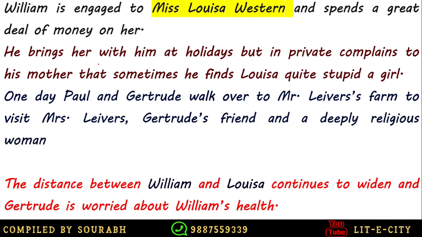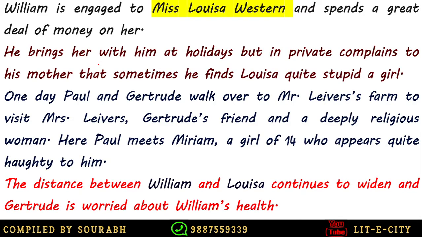William in London is engaged to Miss Louisa Weston and spends a great deal of money on her. In fact, he brings her with him on holidays. But at the same time, we come to know that William is sometimes very much irritated by Louisa's behavior. He even complains to his mother that he finds Louisa quite a stupid girl.